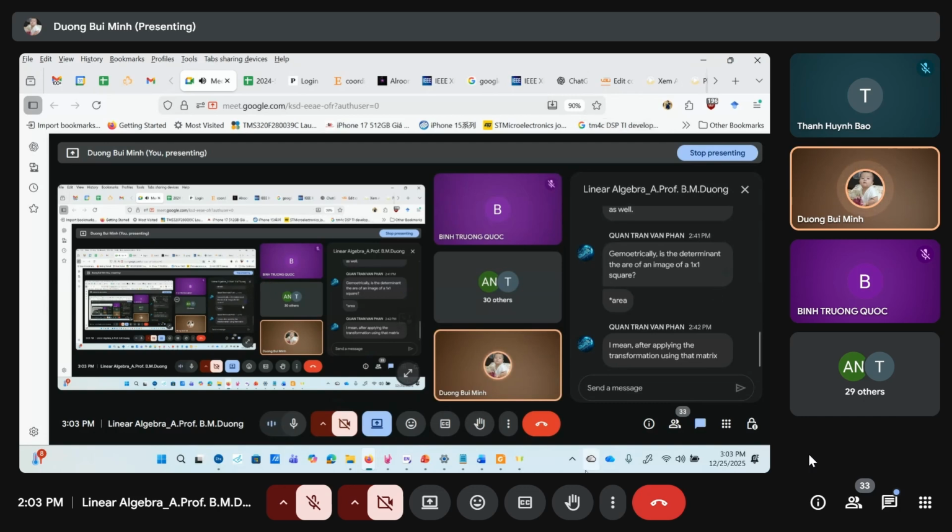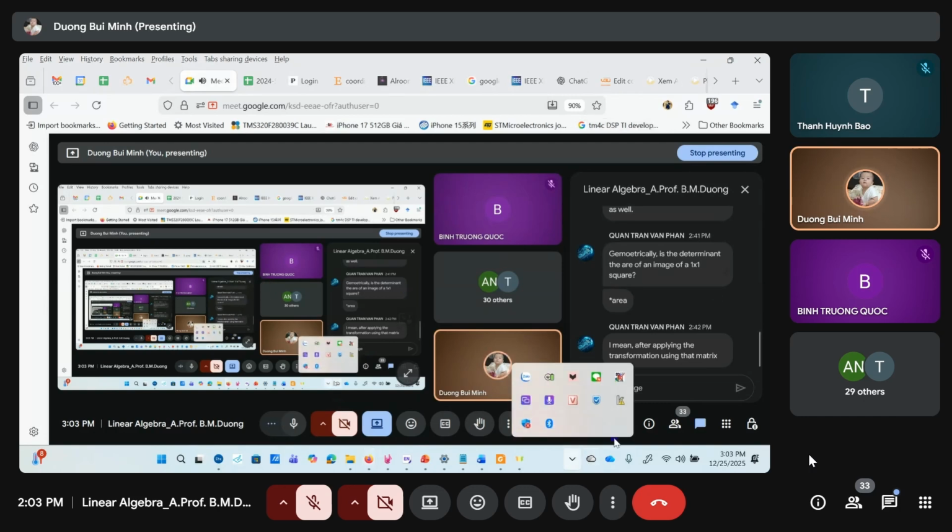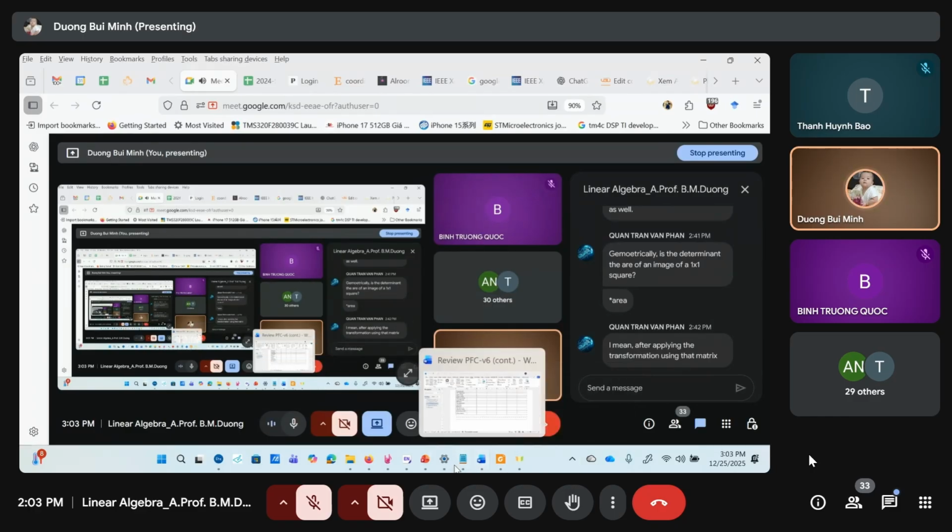I don't know why my computer is too slow. Okay, anyways, later on I will repeat.